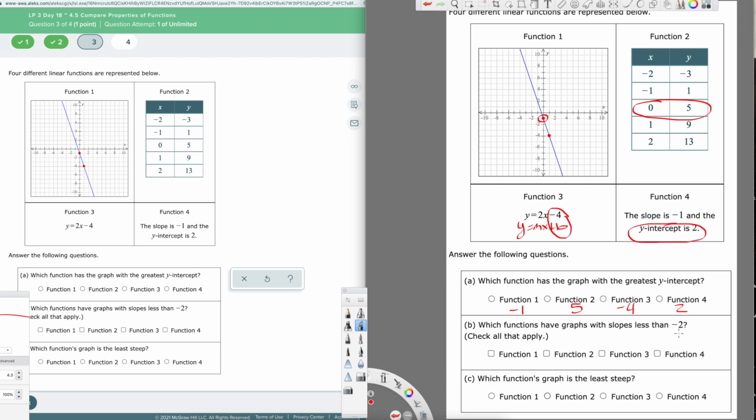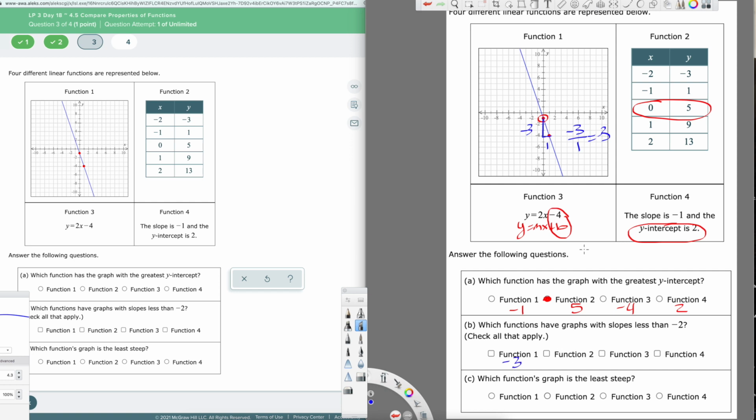So which one is the greatest? Well, that would be function number 2, because 5 is the biggest number out of all of these. Now, if we go down and we say which functions have graphs with slopes less than -2, well, I need to know all their slopes. So with this one, how do I get from here to here? I go down 1, 2, 3, and I go over 1. So rise over run means that this is going to be -3.